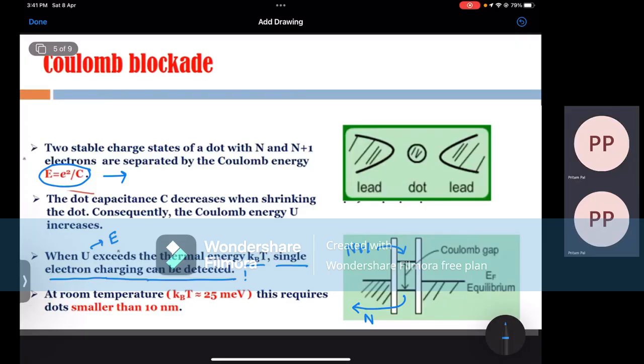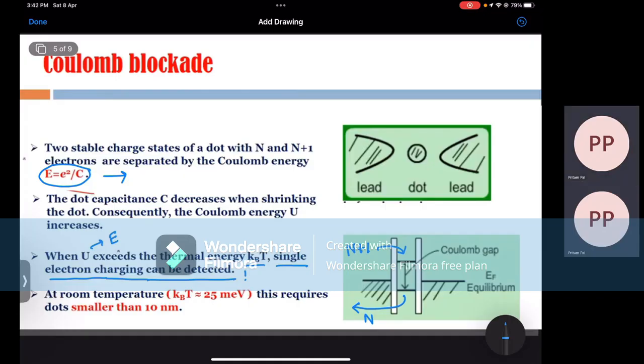At low temperature means if you reduce the temperature, this thermal energy will also reduce, and if this thermal energy becomes less than the Coulomb energy, then the problem starts, right? Then this Coulomb blockade effect will start, I mean, take place. And now at room temperature, the electrons have about 25 millielectron volts of thermal energy, right?